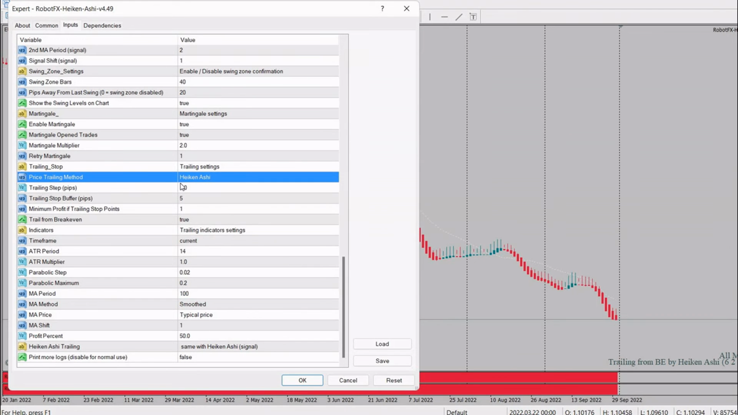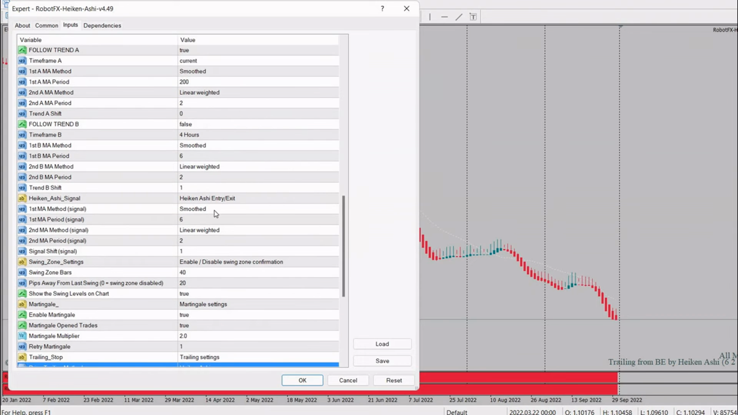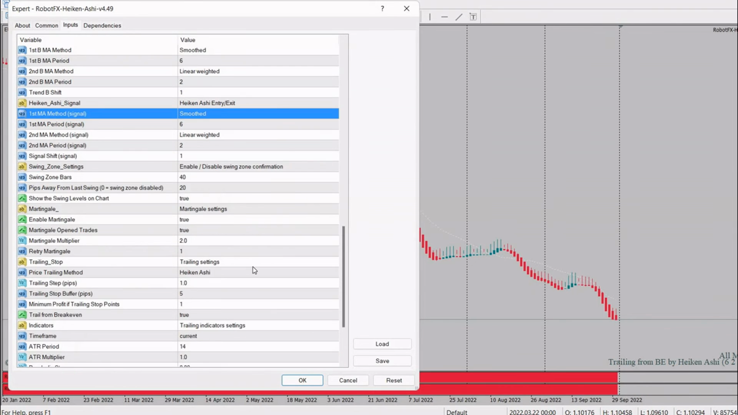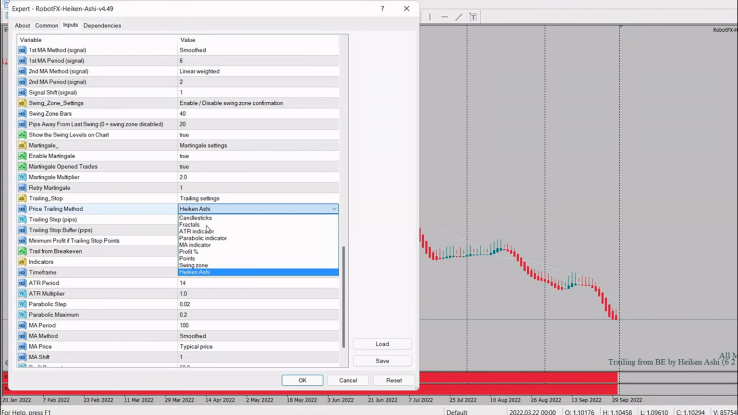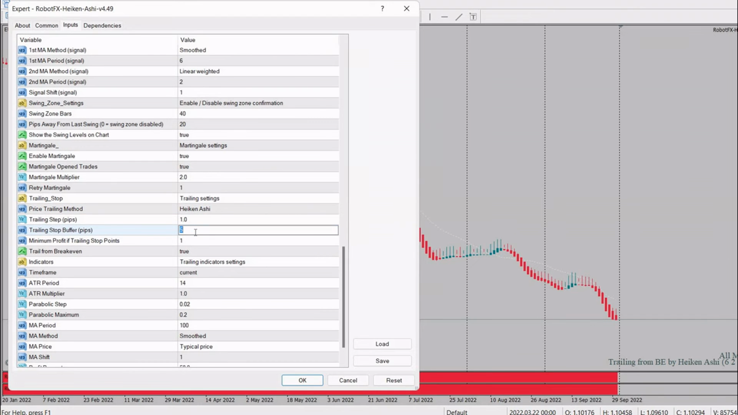And if you decide to trail the price according to the Heiken Ashi indicator, do mind that it uses the same settings as the Heiken Ashi signal. This is the most appropriate way to trail the price. And there's also the possibility to set a buffer right here, a buffer between the end of the candle, the Heiken Ashi candle, or the normal candlesticks if you want to trail using candlesticks, or any other method. The buffer might need to be set higher than 5 pips, which seems to be the default, maybe 20, maybe 30 pips if you are trading according to the Heiken Ashi indicator.